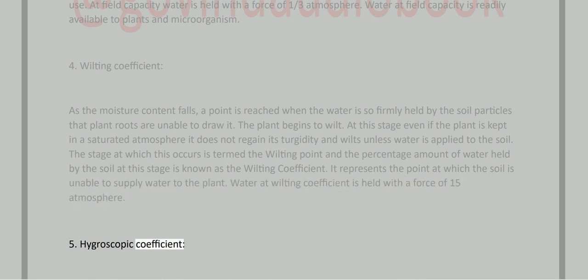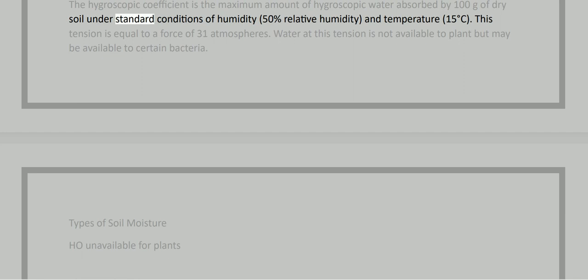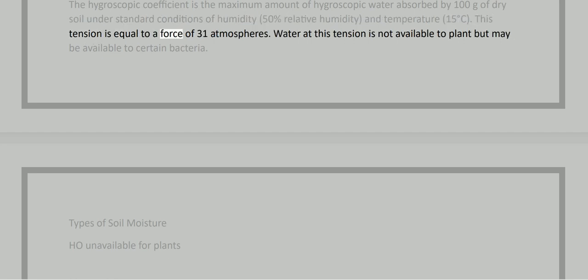5. Hygroscopic coefficient. The hygroscopic coefficient is the maximum amount of hygroscopic water absorbed by 100 g of dry soil under standard conditions of humidity, 50% relative humidity, and temperature, 15 degrees Celsius. This tension is equal to a force of 31 atmospheres. Water at this tension is not available to plants but may be available to certain bacteria.